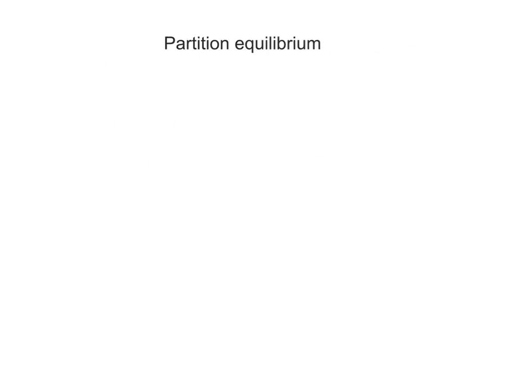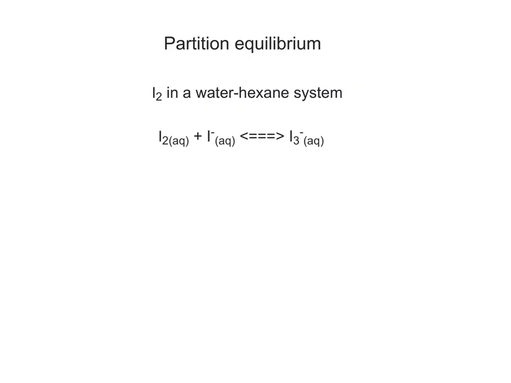Now we're going to examine a case in which the solute iodine is dispersed between two immiscible solvents, water and hexane. One would expect that the nonpolar iodine would dissolve in the nonpolar hexane, but not so well in the polar water. Iodine's low solubility in water can be enhanced by the presence of iodide ion. These two species react to form the triiodide ion, which is readily soluble in water.